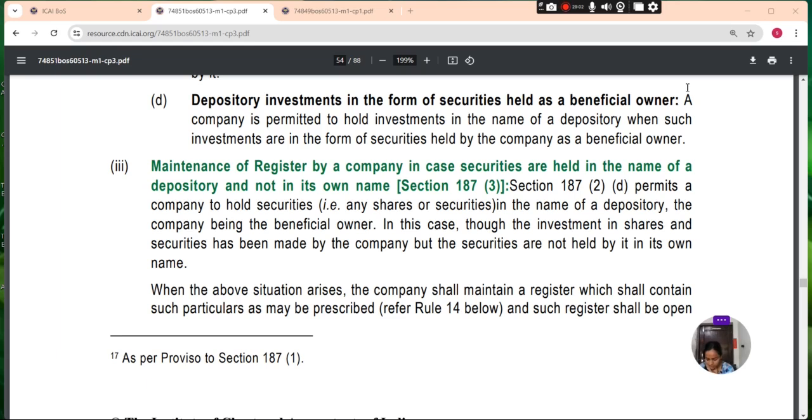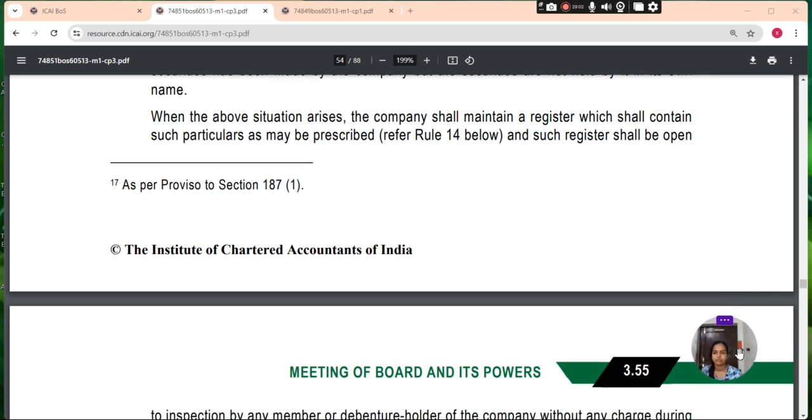When the above situation arises, the company shall maintain a register which shall contain such particulars as may be prescribed, and such register shall be open to inspection by any member or debenture holder of the company without any charge during business hours, subject to such reasonable restrictions as the company may by its articles in general meeting impose.